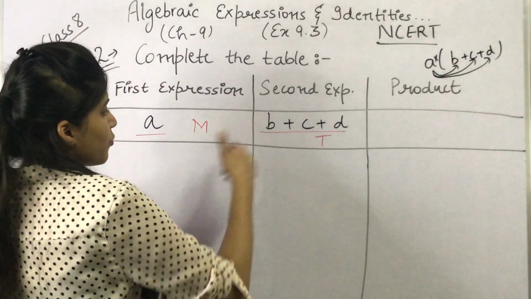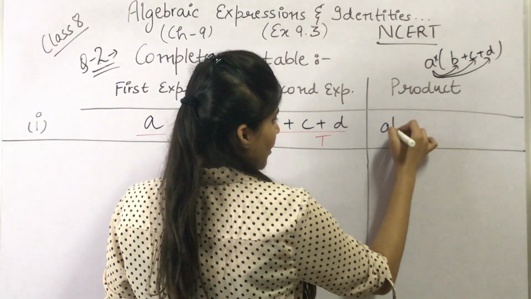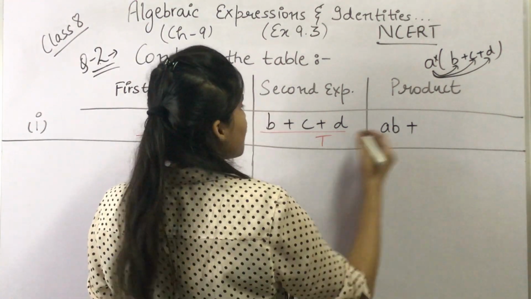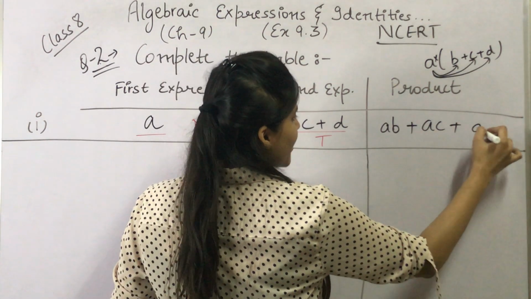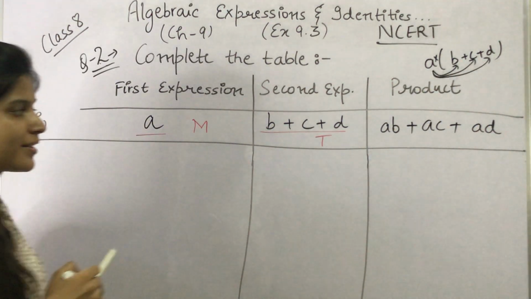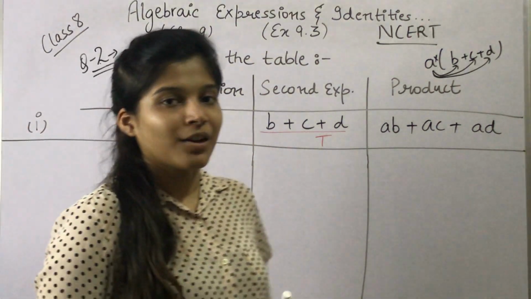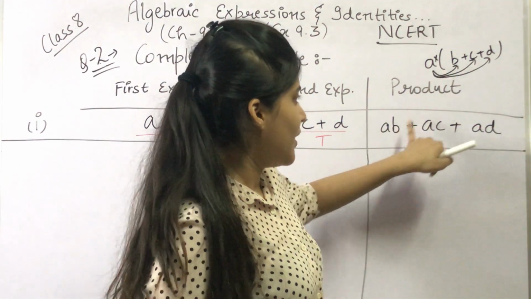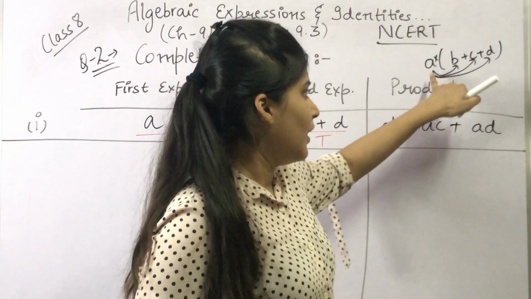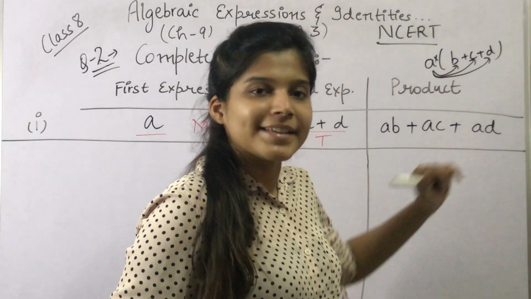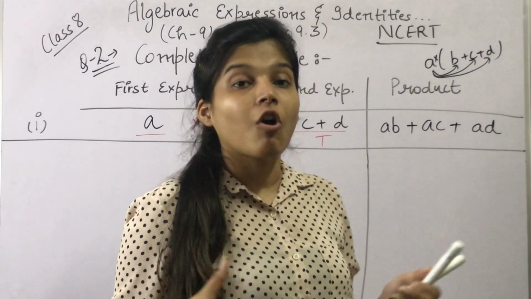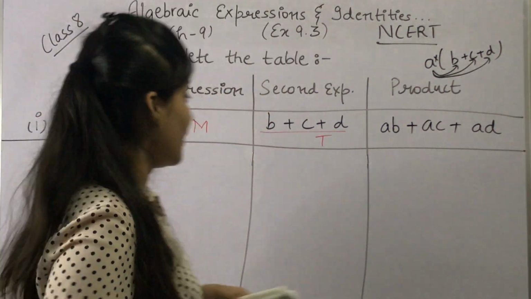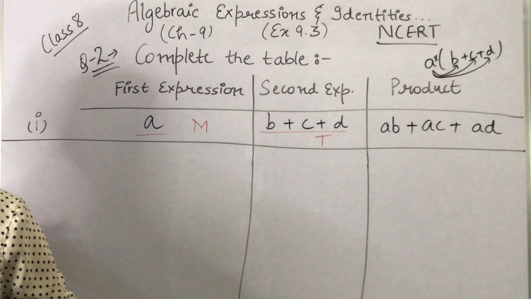So a into b हो जाएगा ab plus a into c हो जाएगा ac plus a into d हो जाएगा ad. So this is the product. Okay, a into b ab plus a into c ac plus a into d ad. ठीक है, so now we cannot further add these terms because all are unlike terms. ठीक है, now let's come to second part.